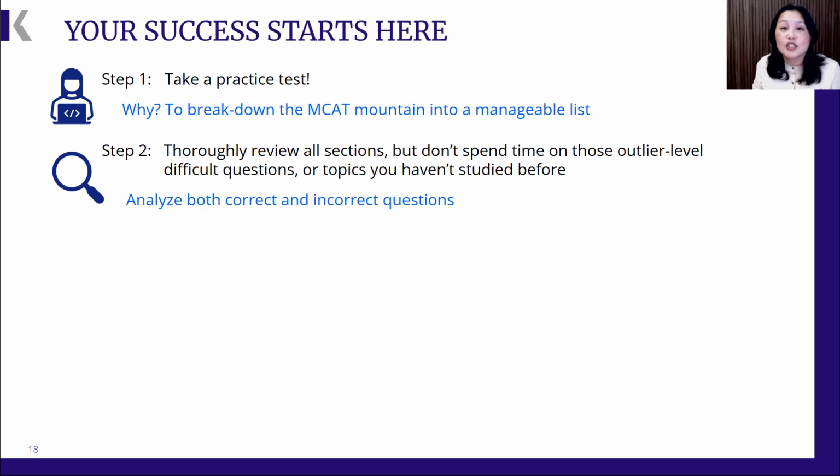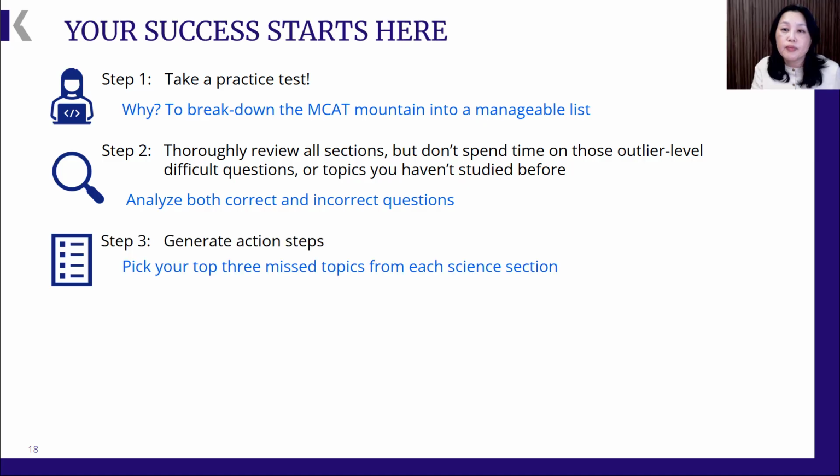If you can analyze both the correct and the incorrect questions, I think a lot of students skip the correct ones, which I understand, especially if you're relatively short on time. But there's a lot of value in knowing what you already know and just confirming that really quickly from a review. Then from that list of review that you do, generate action steps.